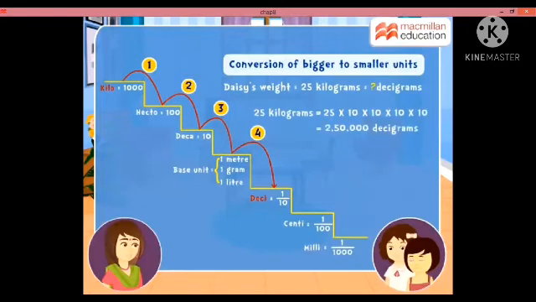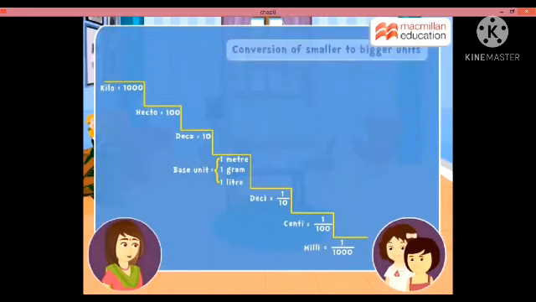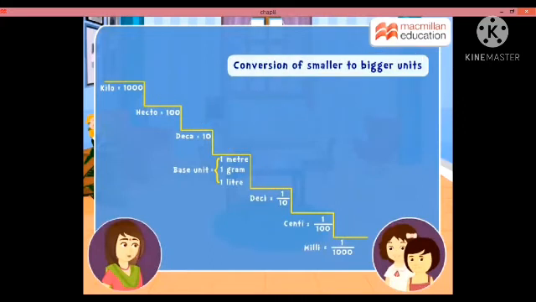So Daisy, your weight is 2,50,000 decigrams. That sounds so heavy, Daisy, though it weighs the same. Similarly, we can convert smaller units to bigger units.